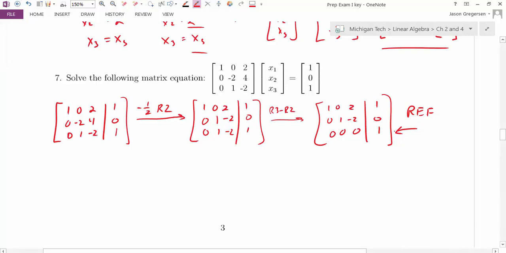Another way to think about that is if I look at that equation that's represented by this last row, it would once again be 0x1 plus 0x2 plus 0x3 equals 1, and there are no values of x1, x2, and x3 that can make that true. In this case, there are no solutions.